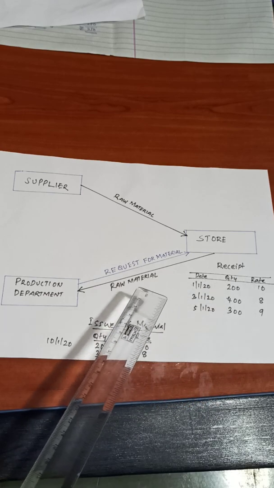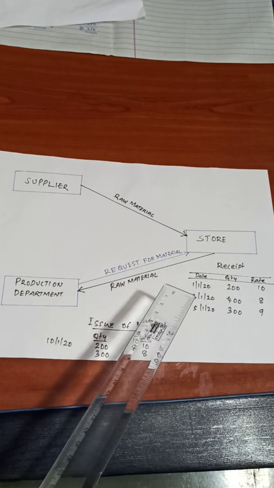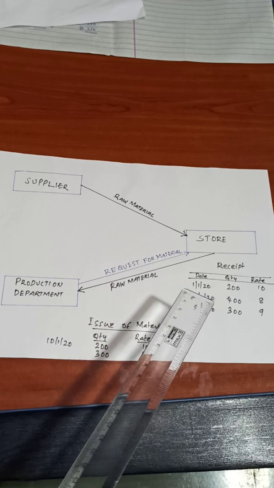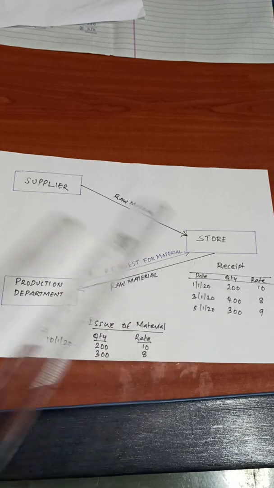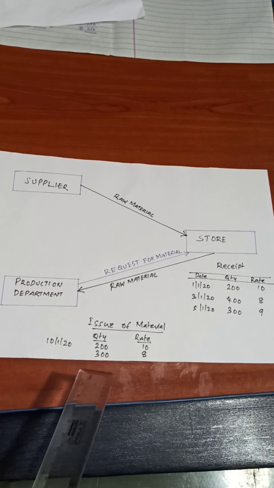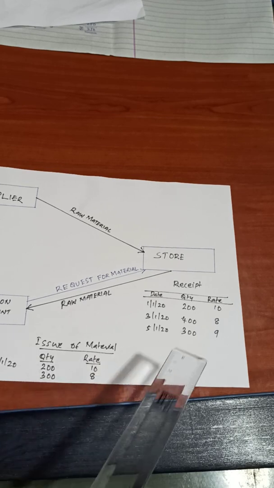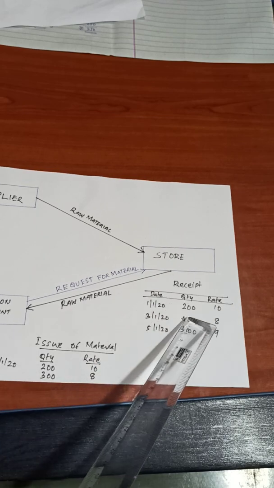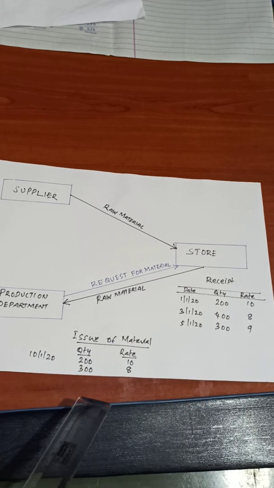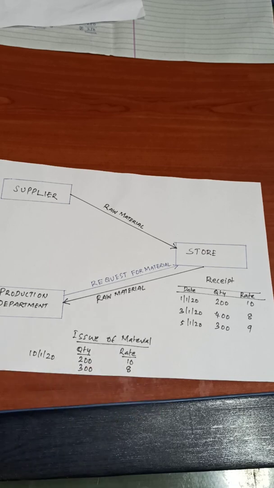In the FIFO method, the materials are issued in the order in which they arrived in the organization. That is, the material which arrived first will be issued first. So here you can see that the material which arrived first is 200 units at the rate of 10. So that will be issued first, 200 at the rate of 10.